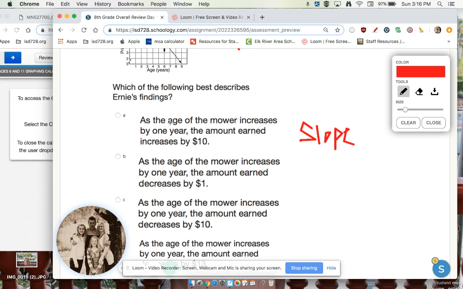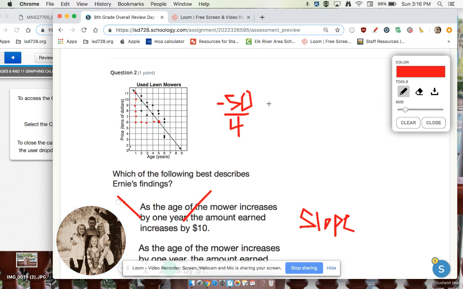The first choice represents a positive slope because it says as it increases, the other increases. That implies that the line's going up, so that is not it. As the age of the mower increases by 1, the amount earned decreases by 1. So my slope is down 50 over 4. I'm going to see how much that would be, because this is dollars to years. This is kind of touching base with our 7th grade standards, proportional reasoning. So I'm going to figure out how much for 1 year. It went down 50 over 4.